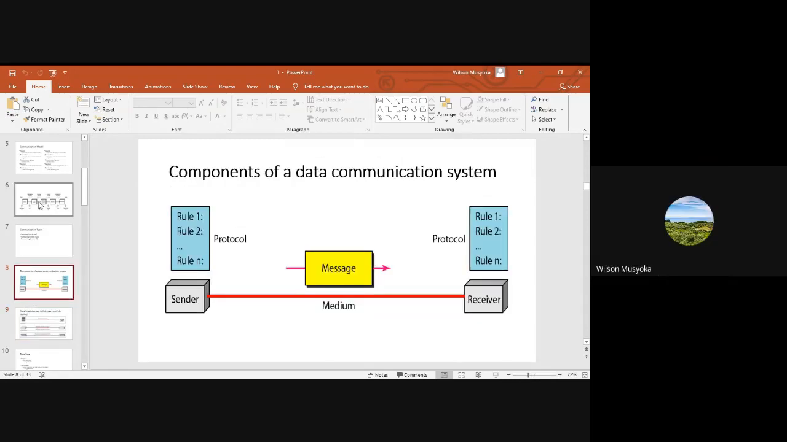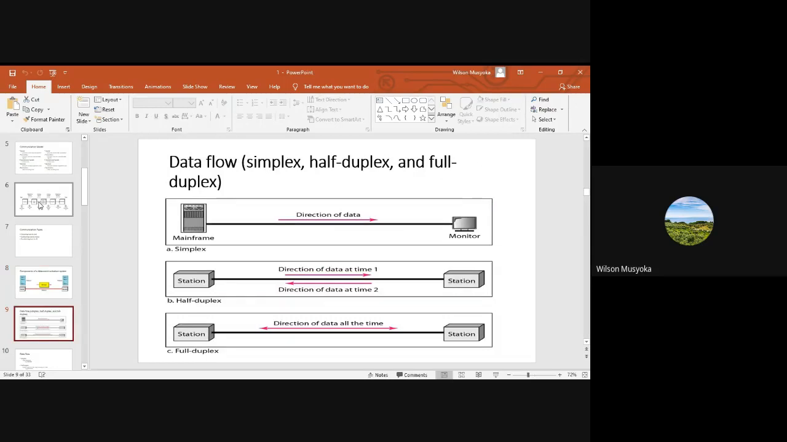When we are talking about the sender, it is the one who originates the message. The medium is the one which carries the message. The receiver receives and translates it by the set of protocols, which are rules agreed upon between the sender and the receiver. And then the message is the actual content which is being transmitted.